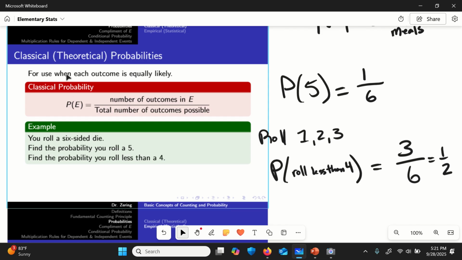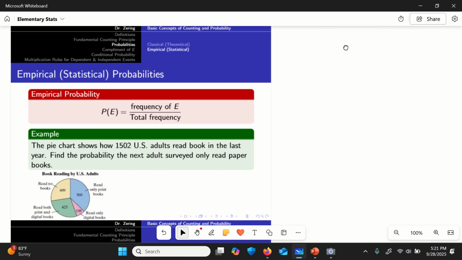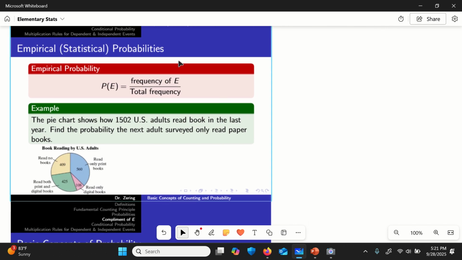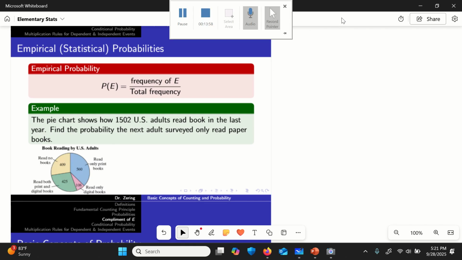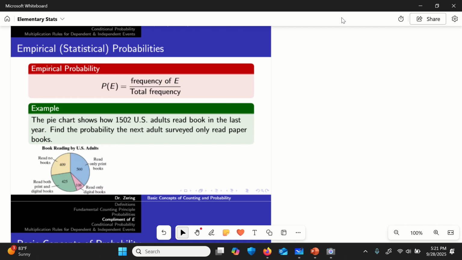If we have a situation where the outcomes are not equally likely, so not something where we're rolling a die, but something else, we will want to use a different method. So if they're not equally likely, then we're going to use the statistical probability or the empirical probability. The empirical probability is made based on observations from some probability experiment. The equation for calculating is actually our relative frequency equation from back in a previous chapter when we talked about frequency distributions and relative frequency.